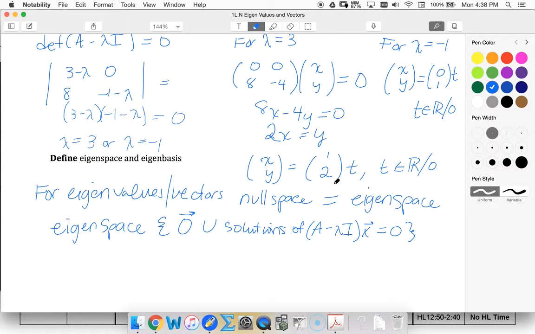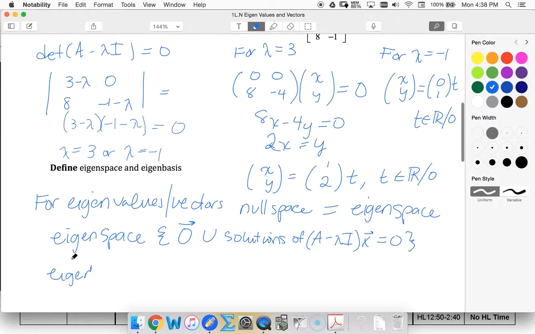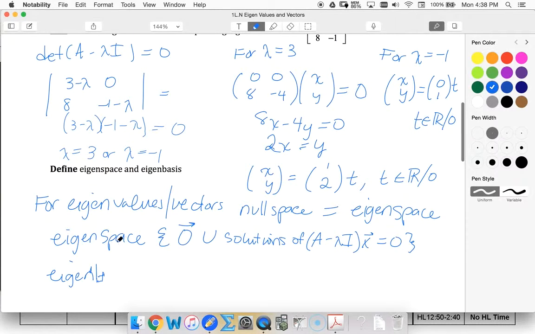So here we've got all our multiples. If we look at just 1, 2, then we would have the eigenbasis. So eigenbasis, goodness, sorry: the linearly independent vectors of the eigenspace.